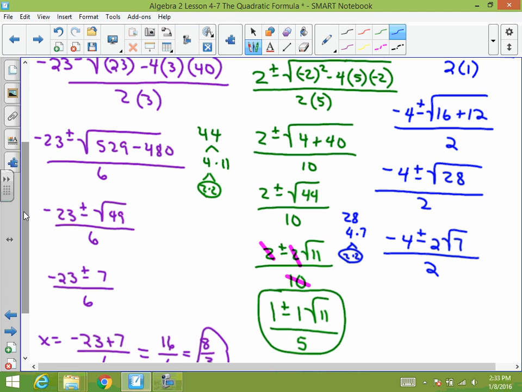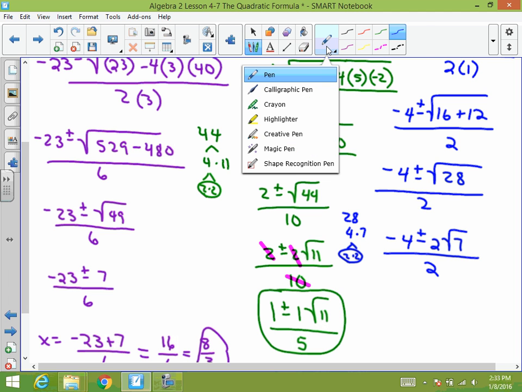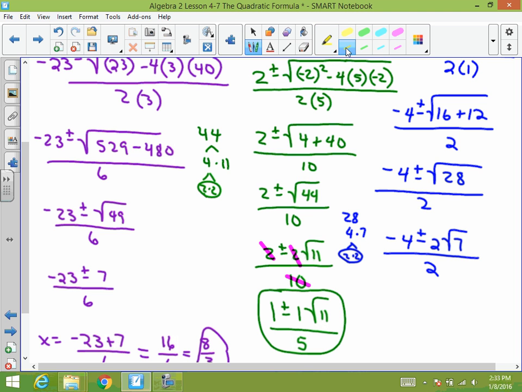And again, if you're paying attention, this number here, and this number here can all reduce by 2, so I get negative 2 plus or minus the square root of 7 all over 1, or negative 2 plus or minus the square root of 7, because they all reduce.